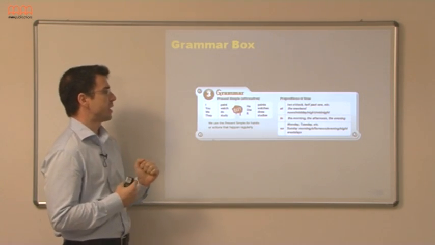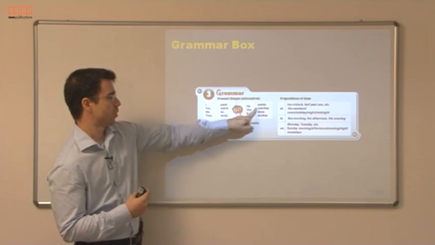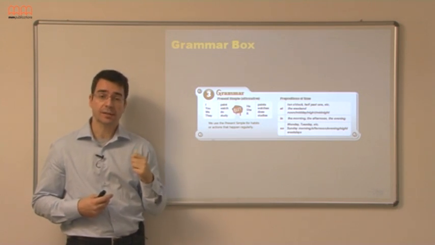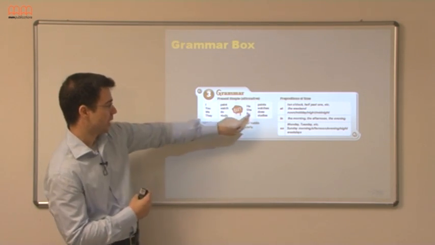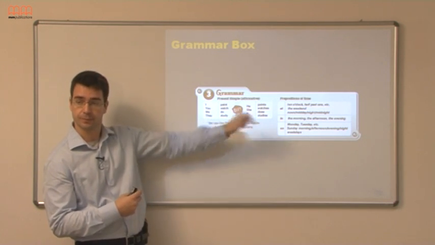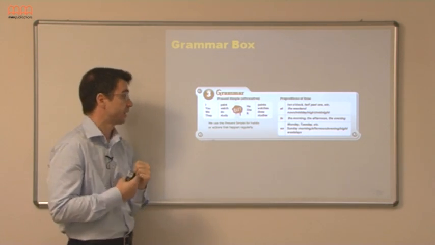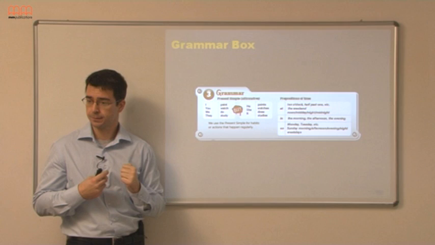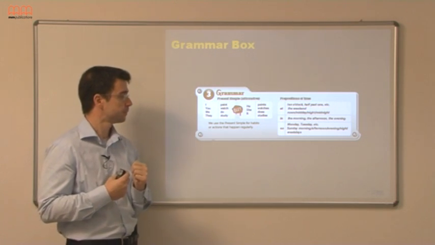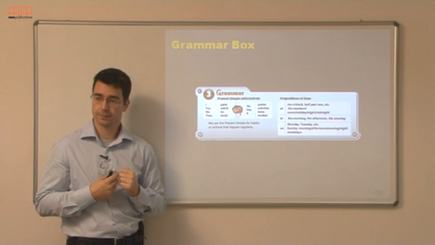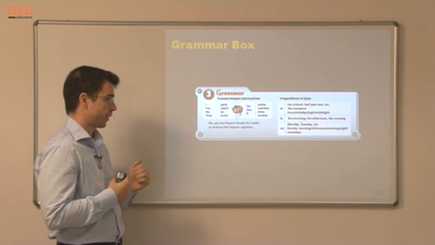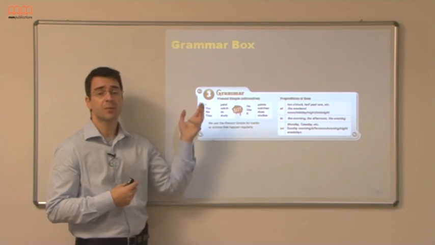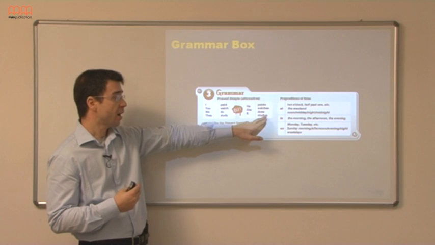Now, what I'd like you to do is to quickly read these two columns, okay? And tell me, what do you notice about the formation of the third person singular? How do we form the third person singular? Some verbs take S, some others take ES, and some others IES. Very good. So, in the third person singular, we add an S, sometimes we add an ES, or an IES.